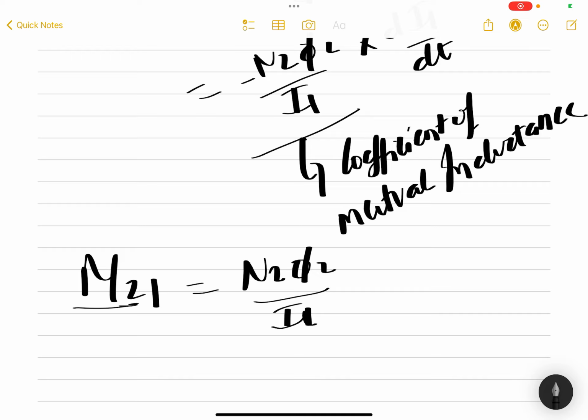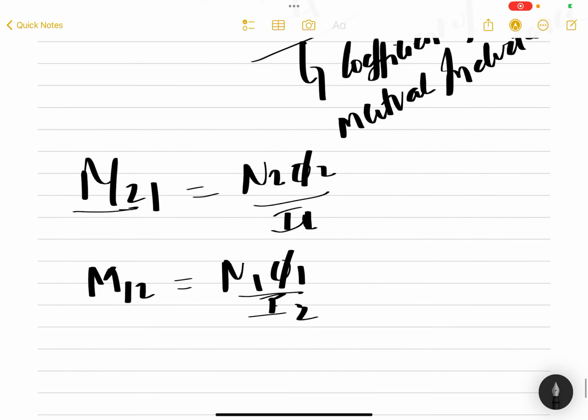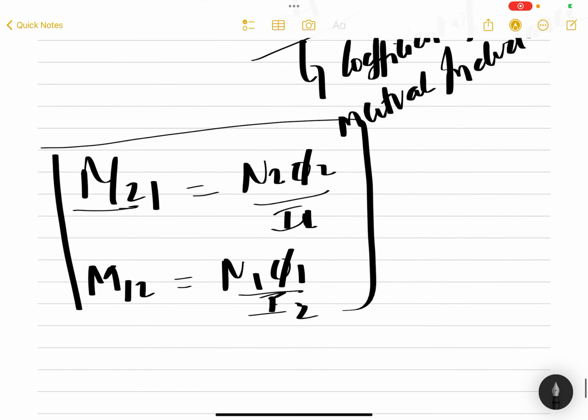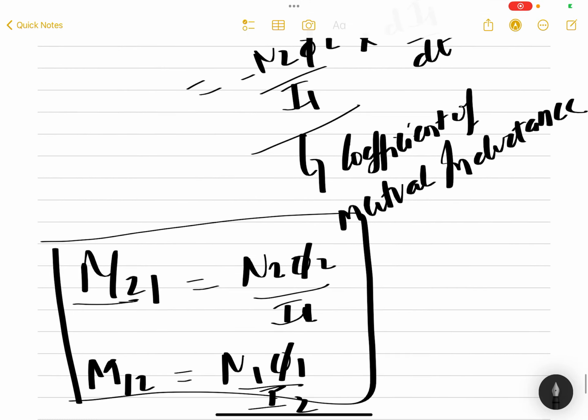Similarly, you can also find the mutual inductance M12, that is the mutual inductance in coil 1 due to current flowing in coil 2. That is nothing but N1 phi 1 upon I2. So it is very simple. Here we have derived the mutual inductance magnitude and the coefficient of mutual inductance.